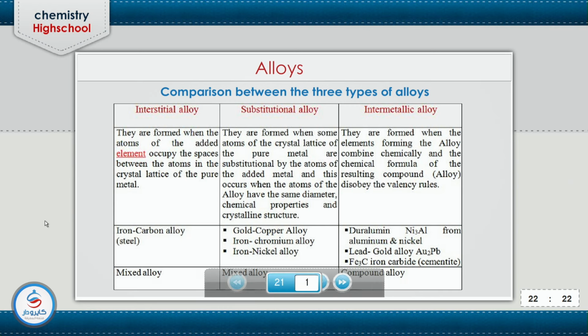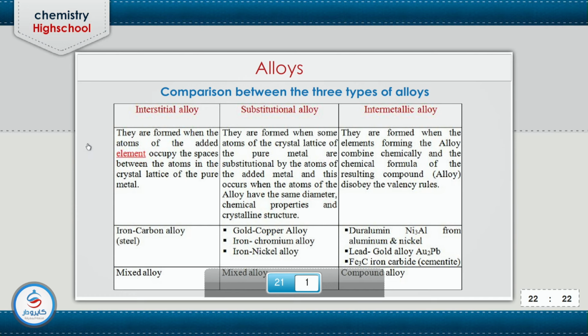Example for interstitial alloy: iron carbon alloy, like steel. Examples for substitutional alloy: gold copper alloy, iron chromium alloy, iron nickel alloy.